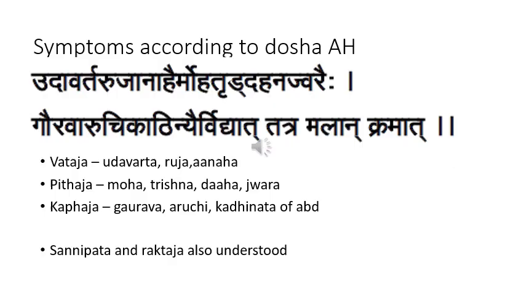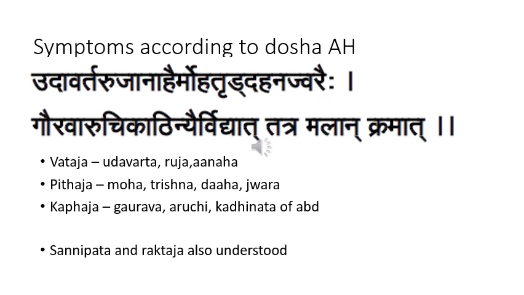Acharyas have mentioned the types of pleehodara according to the dosha, that is, the symptoms are classified according to the dosha vishesha: vataja, pittaja, kaphaja. Udavarta rujanaha mohatruddahana gauravaruchi katinya vidyat tatra malan kramat. So kramat, in order: vataja, udavarta, ruja, anaha. So reverse peristalsis, distension of the abdomen, and pain. All these are Vataja pleehodara symptoms.